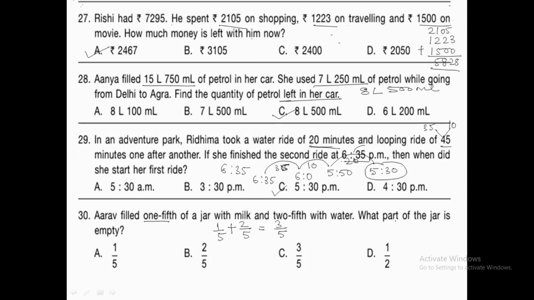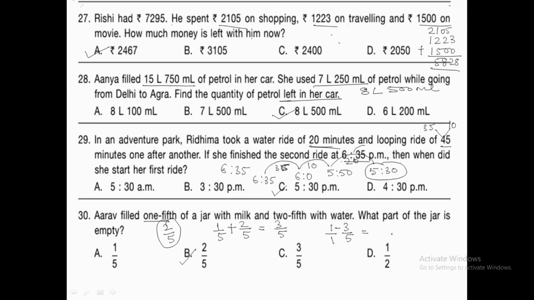Now the question is asking what part of the jar is empty. So for this, what do we need to do? We will subtract this 3/5 from 1. When we are subtracting, we need to take the LCM. This is one method. To find the empty part, we can also subtract 3 from 5. If we subtract 3 from 5, we get 2. So we can write 2/5 is still empty. So 2/5 will be the correct answer. We can go through that as well.